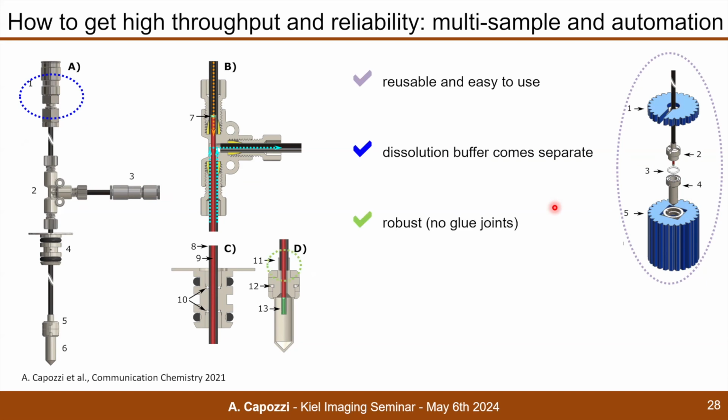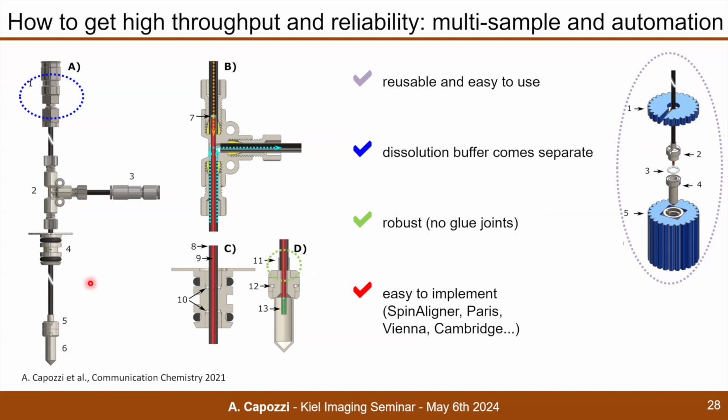So it's very versatile. It's robust. There are no glue joints. Everything is mechanical tight fits plus a laser welding here. So it's very durable. Kiel witnessed more than 100 dissolutions with the same fluid path. We were very happy about that. And it is also pretty easy to implement.